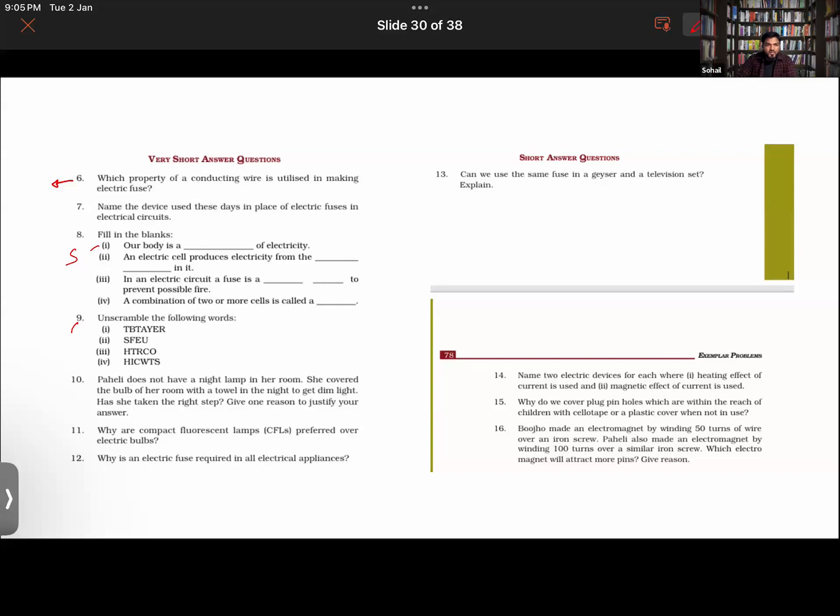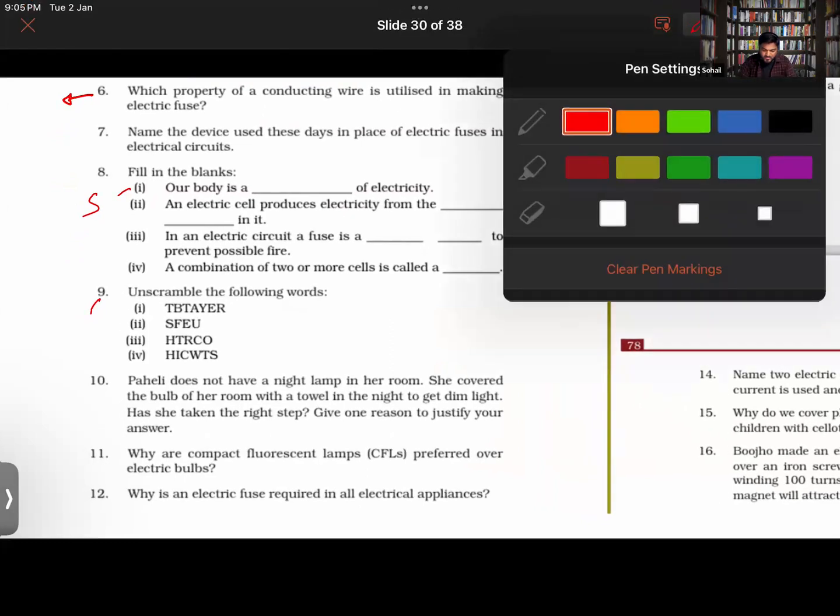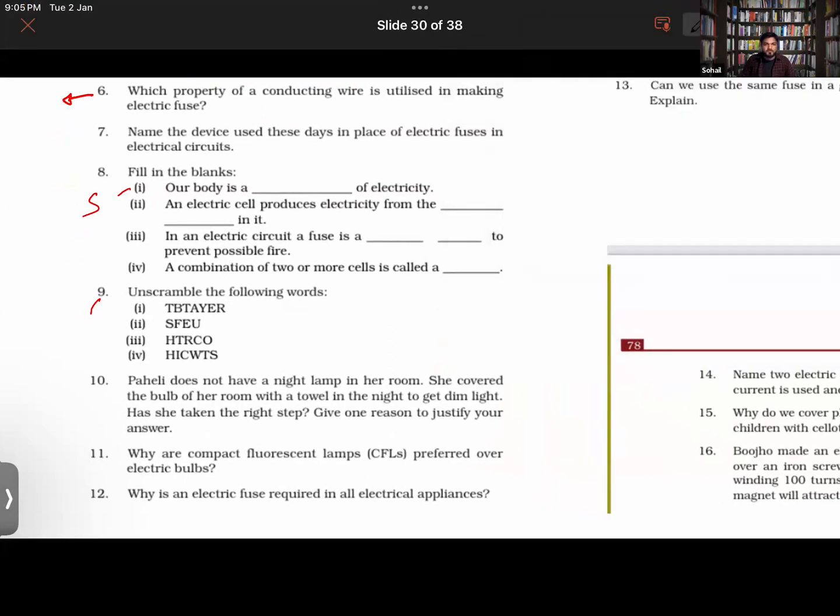See what is the answer for these four options. Can you give me a minute to unscramble it? It's a simple thing, no? These are basically like this. That is confusing: battery and fuse. Fuse. Very good, Chakrika.